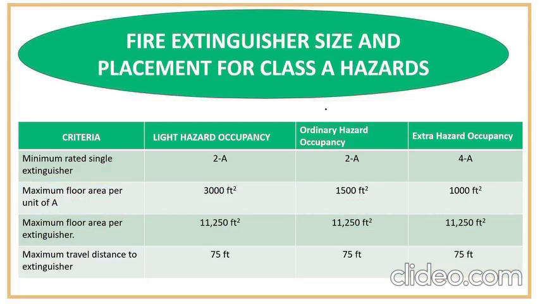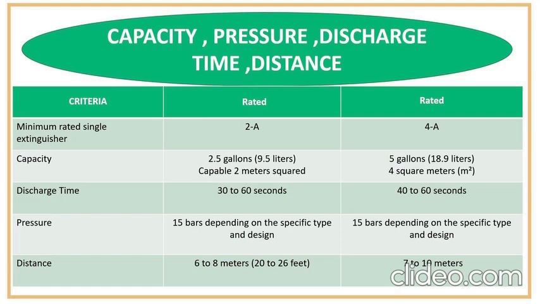And maximum floor area per extinguisher is recommended 11,250 square feet. It's the same for the light, ordinary and extra hazardous areas. And maximum travel distance recommended is 75 feet from each extinguisher. Capacity, pressure, discharge time and distance: this data has been collected from the technical data sheet of the manufacturer.